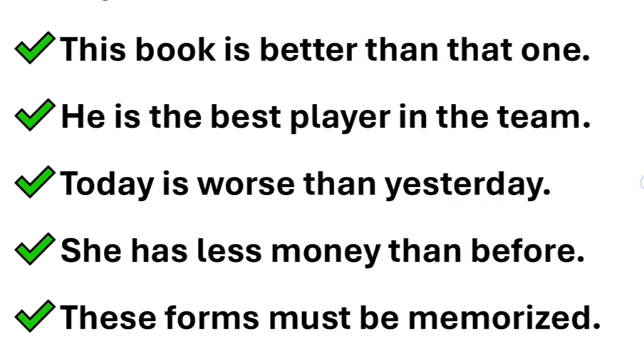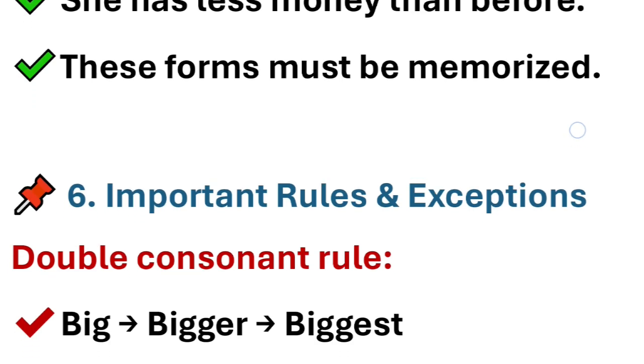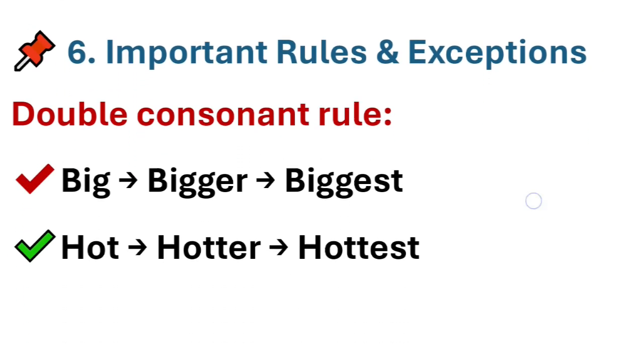Examples that we can make using these are, this book is better than that one. He is the best player in the team. Today is worse than yesterday. She has less money than before. These forms must be memorized.